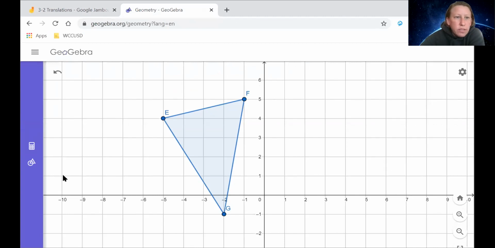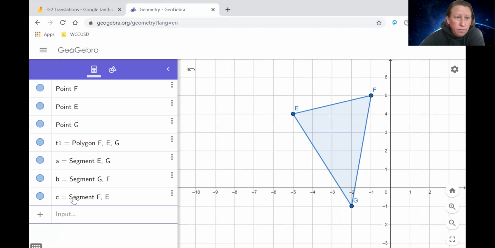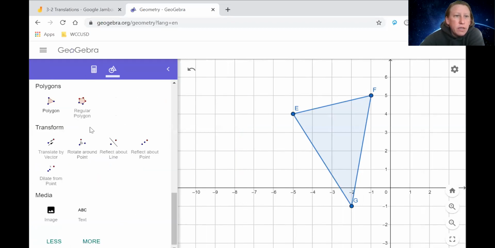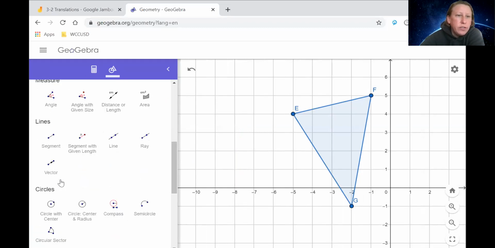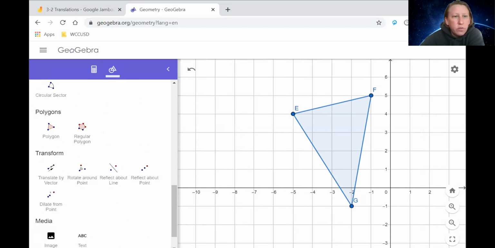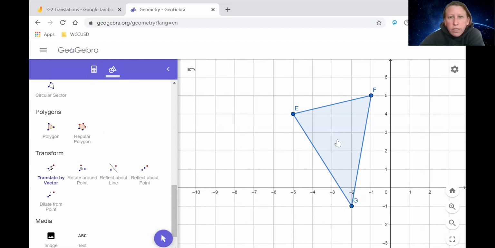Okay, and what am I going to do to this? Well, I'm going to make the technology do it for me. I'm supposed to translate it 7, -4. So it should say more right here. If you first open it up, it will say more, and you want to scroll down until you see the transformation tools. We're going to translate this by vector. Select the object, which is this triangle.